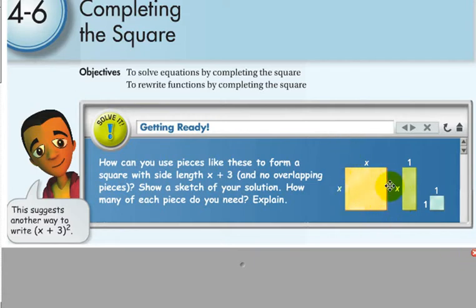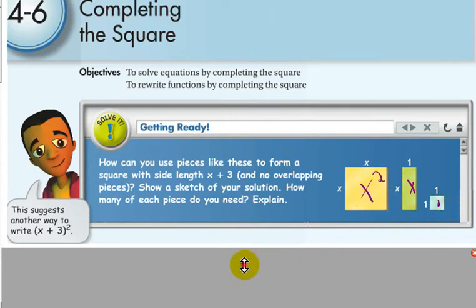So we have one large yellow square block that's x on one side and x on the other. So we can let that represent our x squared. And the green one is x on one side and 1 on the other, so the area of that one would be x. And the 1 times 1 on the little blue box would be an area of 1. So let's let these represent x squared, x, and 1.